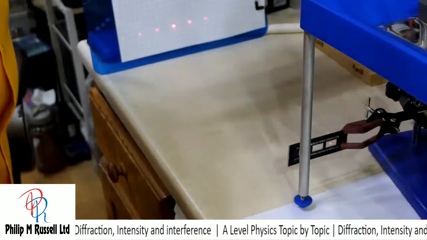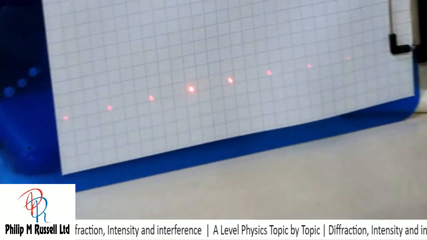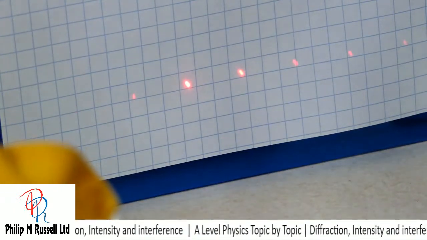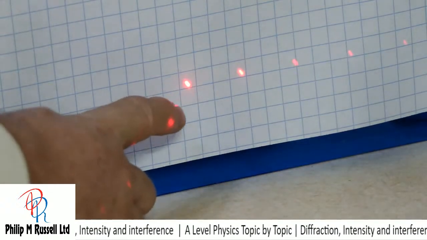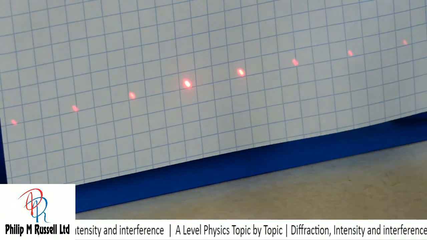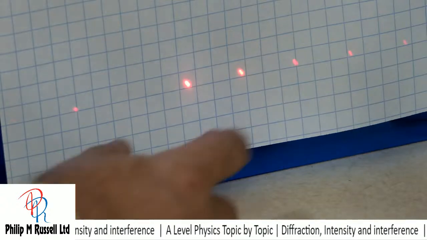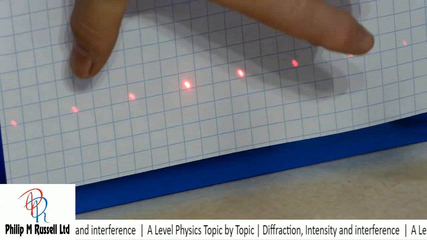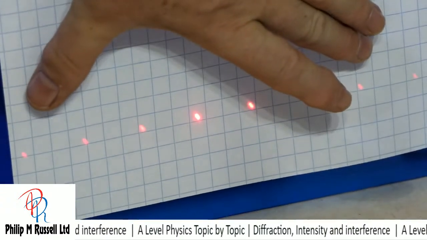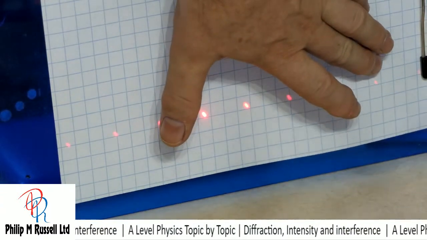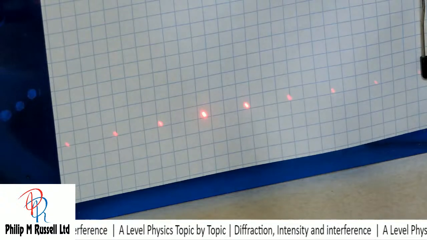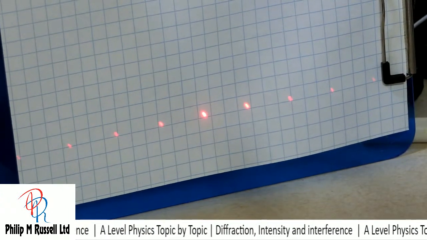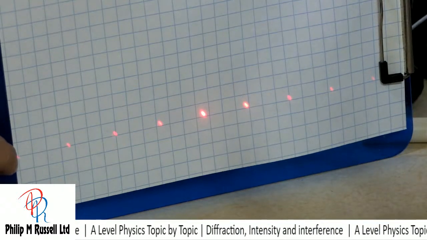So this is going through 100 lines here, and we can see we've got a central maximum, and then we've got some other dots which are not as bright, and then some more which are not as bright, and some more. I've got an extra one on that side I haven't got on this side. Just see it here.